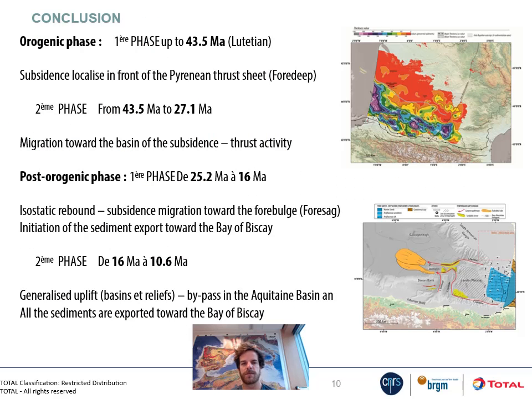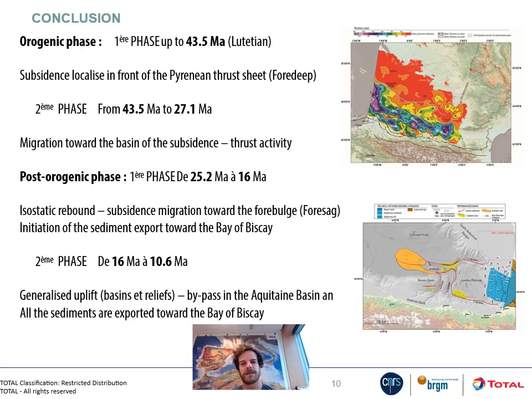To conclude, I summarize on this slide all the results focused on the basin evolution. During the orogenic phase, two stages can be recognized. The first up to the limitation with the subsidence localized in front of the Pyrenean thrust sheet, and then the migration toward the basin of the thrust and subsidence.